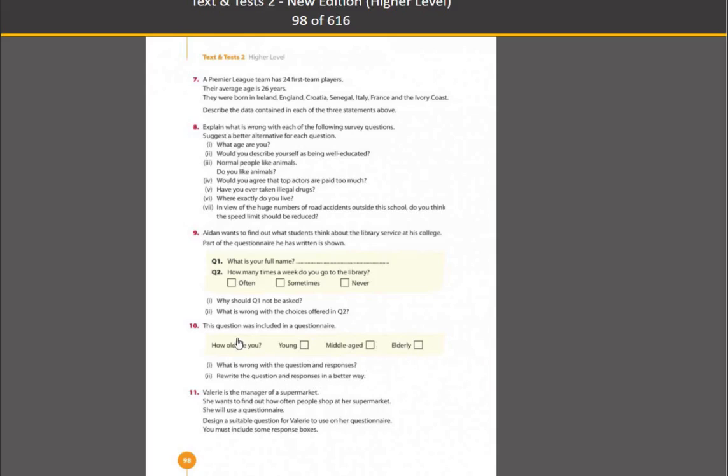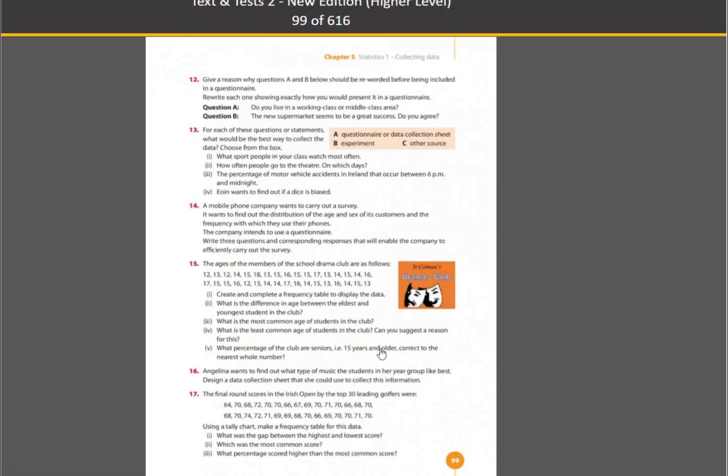So rewrite the question. We could include, which age category do you fall into? So 0 to 18, 18 to 30, 30 to 50, and so on. That'd be a better question there. We'll skip 11 and we'll have a look maybe at 13.